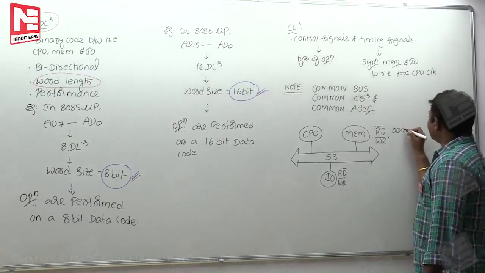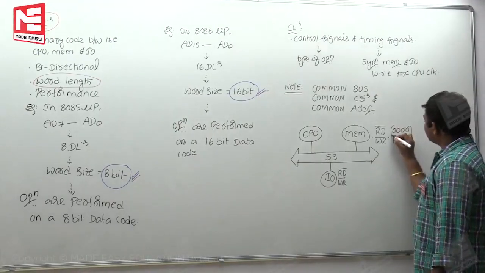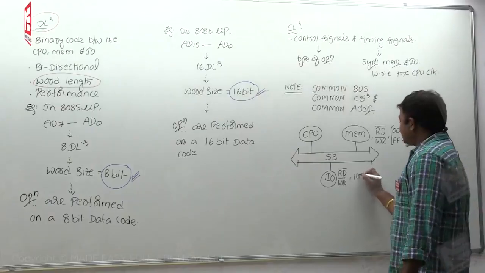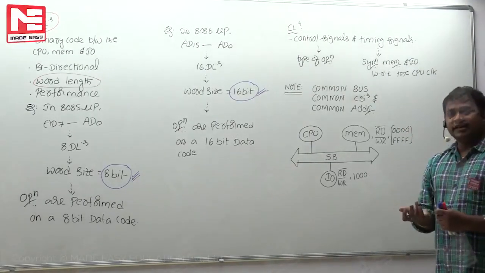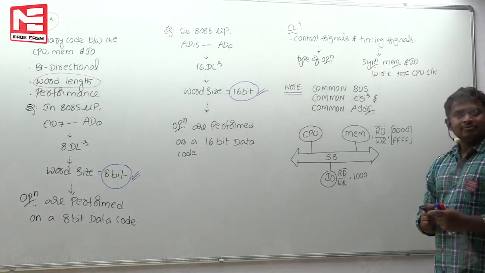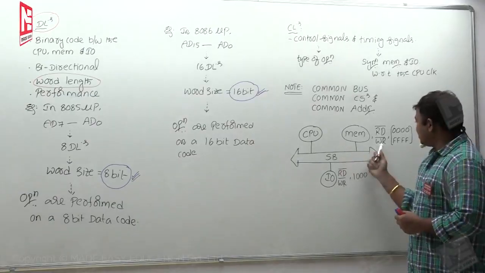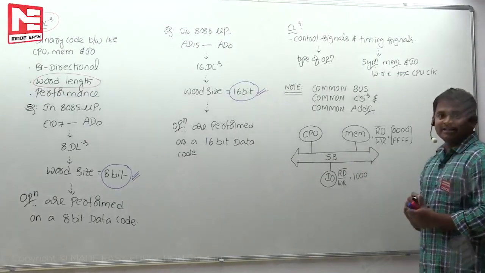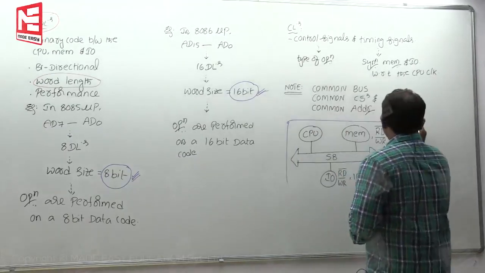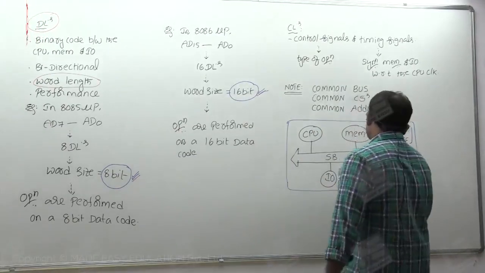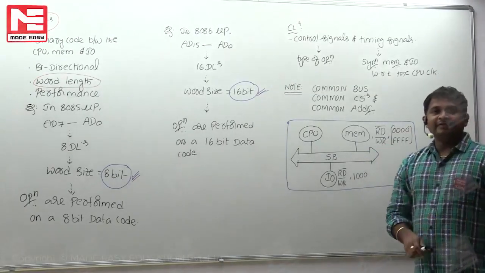Then address. Memory address space is 4 zeros to 4 Fs. Right? IO address is 1000. So 1000 is a port address. The same 1000 is present in this range. That means the system contains a common bus, common control signals and common address space. So in this kind of system, there is a possibility of ambiguity. How does the ambiguity arise?